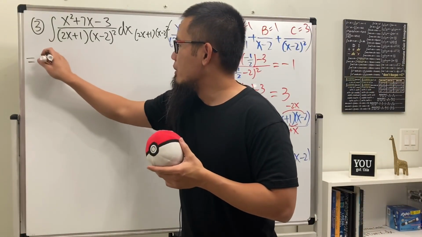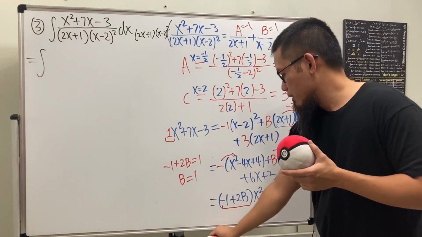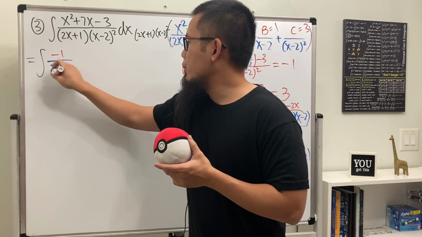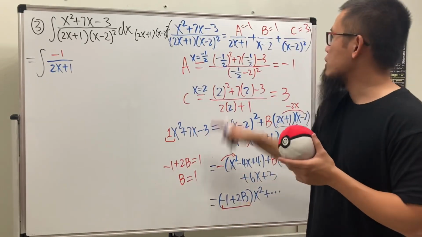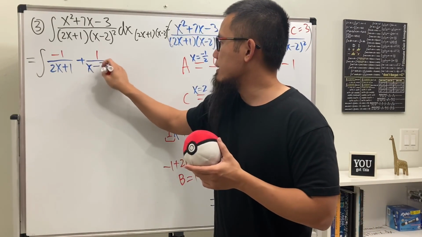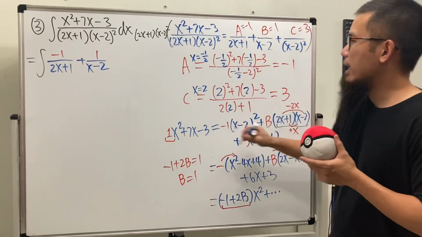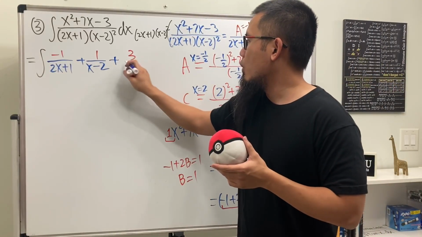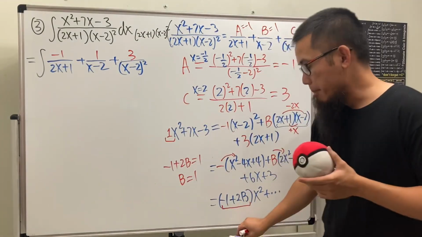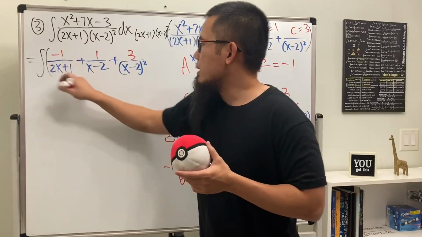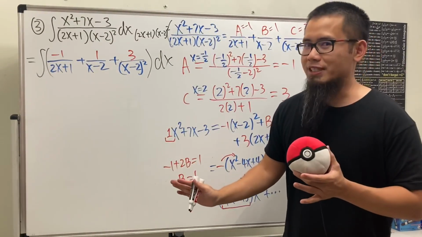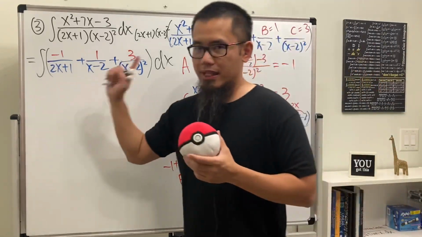So here we go, look at the integral. The first fraction is negative 1 over 2x plus 1. Next fraction, we have 1 over that, so we add 1 over x minus 2. And then next, we have 3 over that, so plus 3 over x minus 2 to the second power. And then, of course, put on parentheses to make people happy, and then dx. If you don't have the parentheses right here, I'm cool with that. But anyway, here we go for the first one.